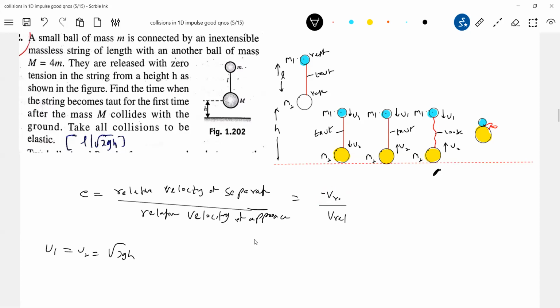So let me write v relative, u relative. As e is equal to 1, the magnitudes must be equal. So what is the u relative? u relative should be u1 minus u2. So there should be 2 root 2gh, and the magnitude of that.